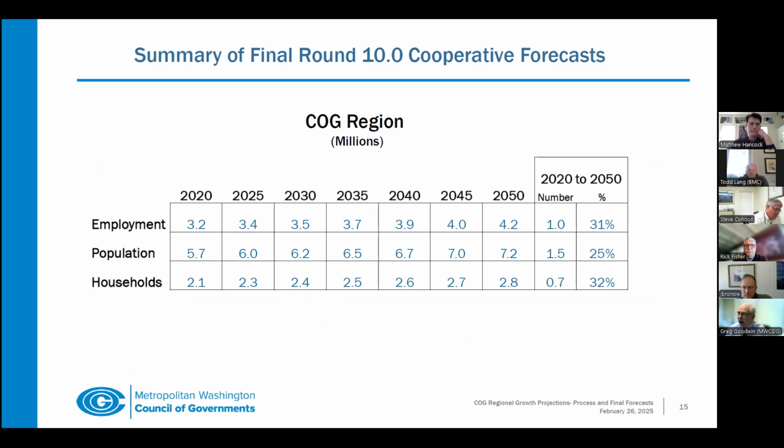In terms of the final Round 10 data, 3.2 million jobs in the forecast for 2020. That number is expected to grow by about a million more jobs, to 4.2 million in 2050. Population in 2020 was around 5.7 million, and is to increase to about 7.2 million by 2050. And then the household number, 2.1 million households in 2020, is to increase to about 2.8 million in 2050.